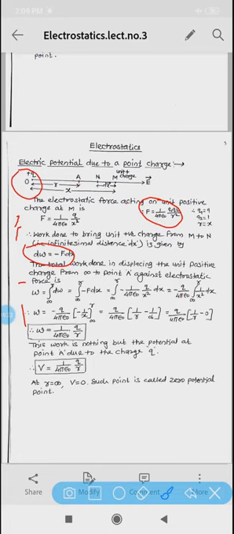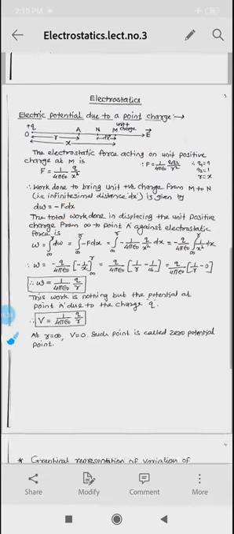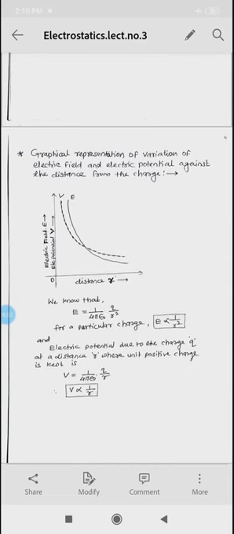This is the electric potential due to a point charge. Now, if the point is kept at infinity here, means if r is equal to infinity, then V is equal to 0. Such a point is called zero potential point. Okay.